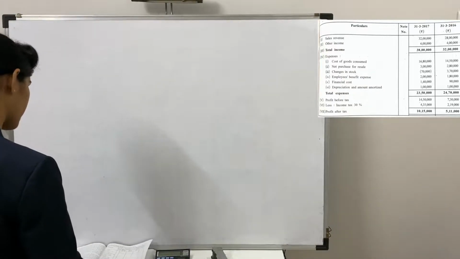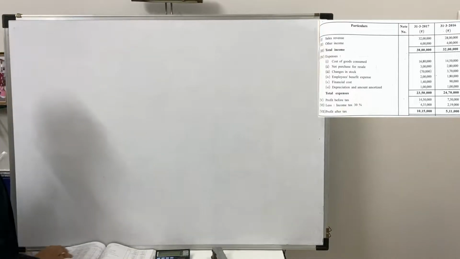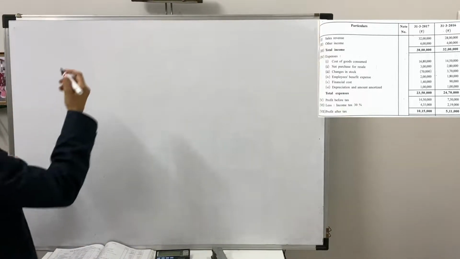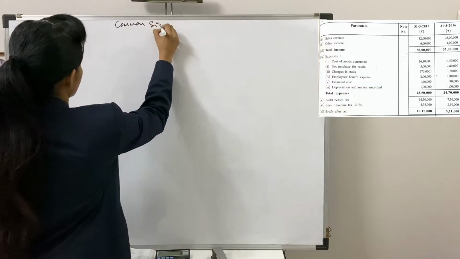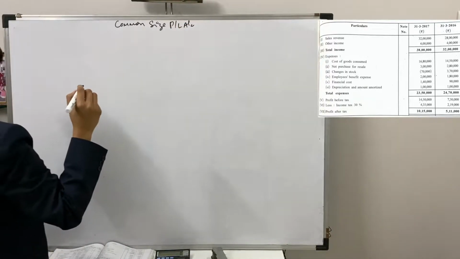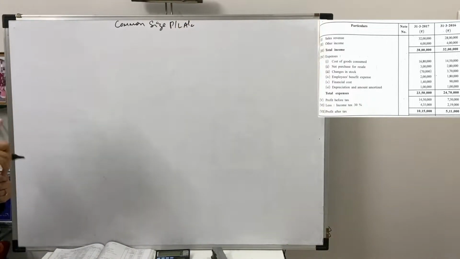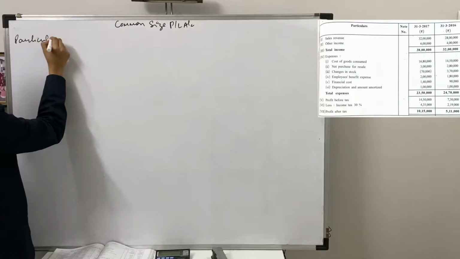Now we are given the common size P&L account. We have to prepare the common size P&L account and we are given some details. So the heading will be common size P&L account. In this we need to prepare columns. Now there are more columns as compared to the comparative size P&L account. The first column will be particulars.